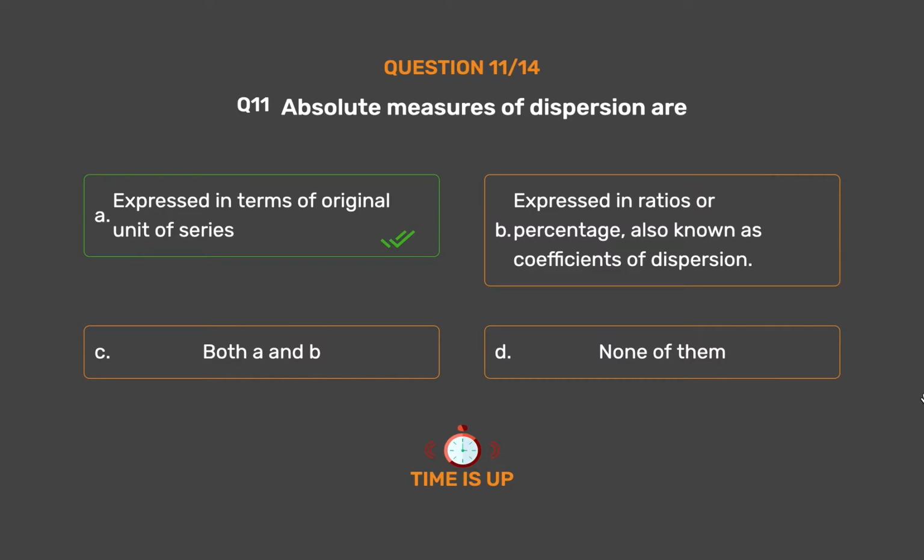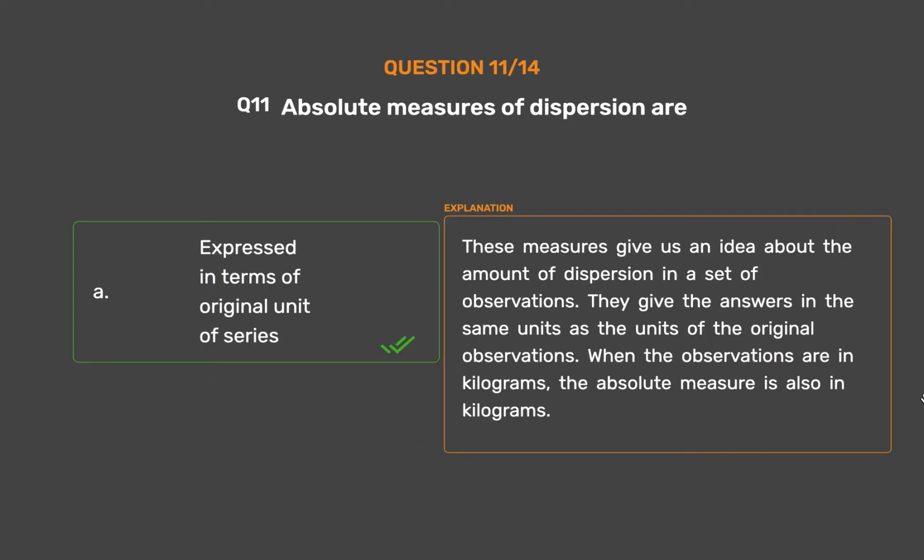Expressed in terms of original unit of series. These measures give us an idea about the amount of dispersion in a set of observations. They give the answers in the same units as the units of the original observations. When the observations are in kilograms, the absolute measure is also in kilograms.